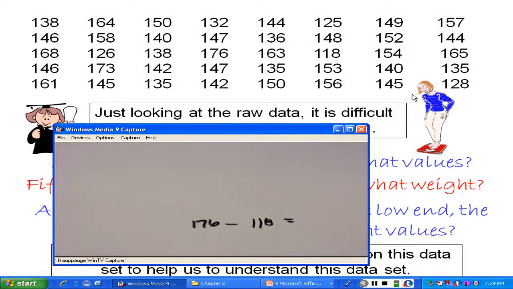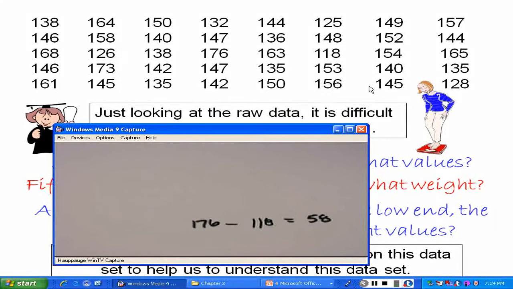We subtract them. So we're going to take and subtract the two numbers together. 176 minus 118. And we get what? 58, right? Now, one thing I haven't told you, but basically the tables there are going to tell you what they are.